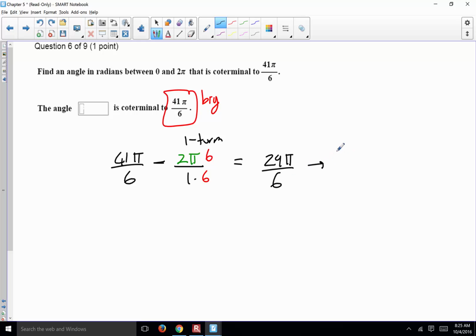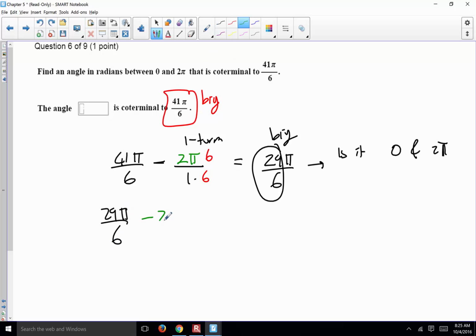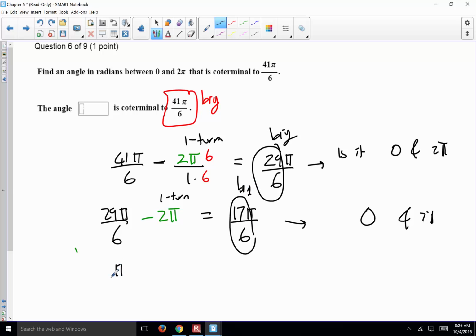Now the question is, is it between 0 and 2 pi? No, this is still big. It's more than 2 pi. So I take 29 pi over 6 and take 1 more turn back because it has more cycles in it. This time it's 12 over 6. Multiply both sides by 6. 29 take away 12 is 17 pi over 6. Is it between 0 and 2 pi now? 17 over 6 is almost 3. No, this is still too big. So I take one more turn back.